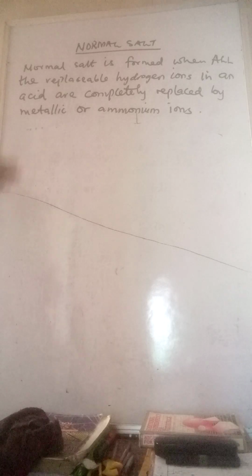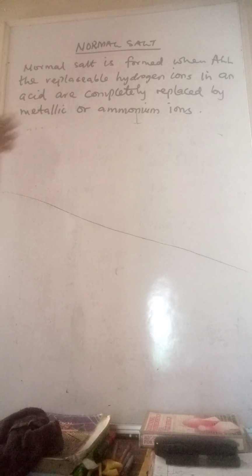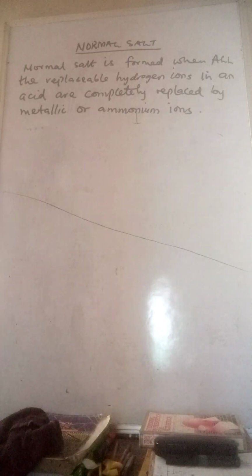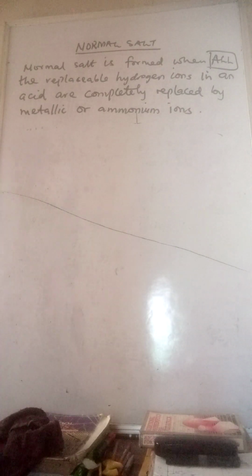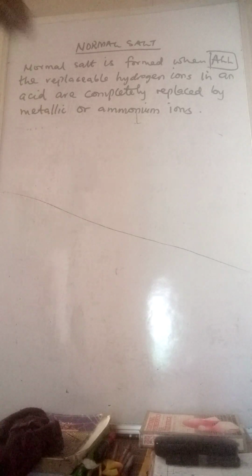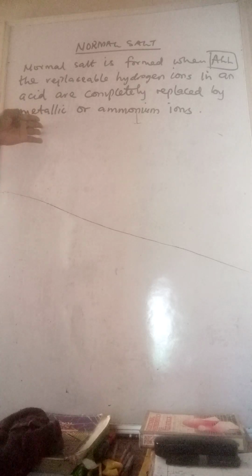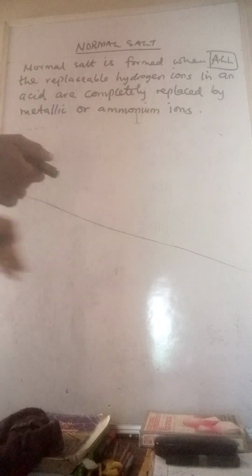Now, let's have a look at normal salt. What is a normal salt? A normal salt is formed when all, look at this, all, that means all of the hydrogen ions that can be replaced in an acid are replaced completely by what? Metallic or ammonium ions.